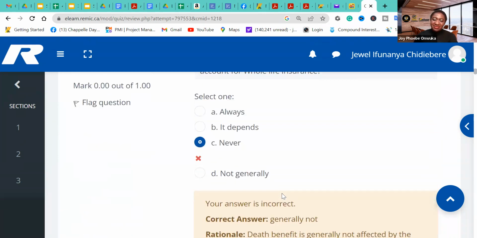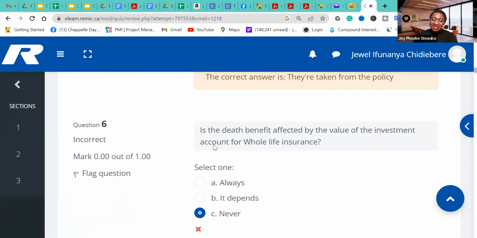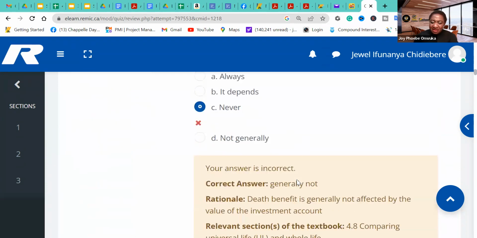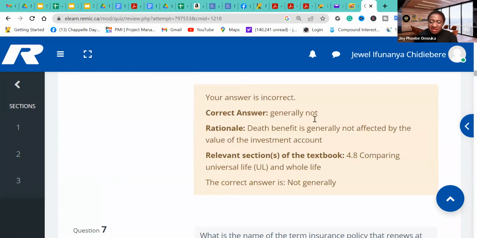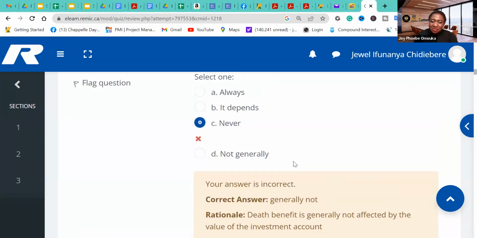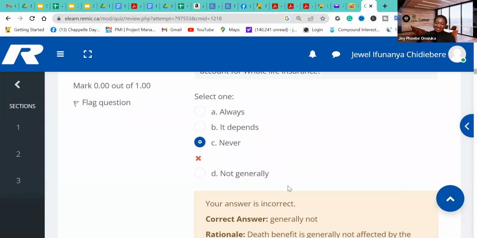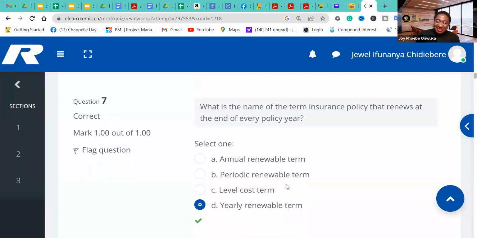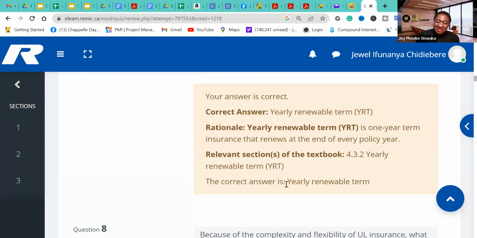Oh, we didn't get this one. It says, is the death benefit affected by the value of the investment account of the whole? I will say never. We say no, it's generally not. Death benefit is generally not affected by the value of the investment account. So what is the difference between never and generally not? Okay, we got this one.